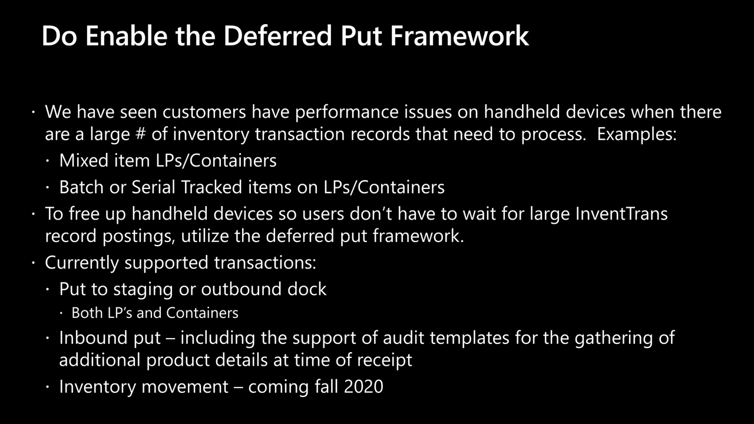Examples that I've seen are if batch or serial tracking is enabled, or if you have a lot of items on, let's say, a single container that you're moving from a packing station to an outbound dock, etc. Anything where we'd have to queue up a lot of warehouse inventory transaction records that need to post simultaneously in the system. So there is a throughput rate for processing those transactions in the system.